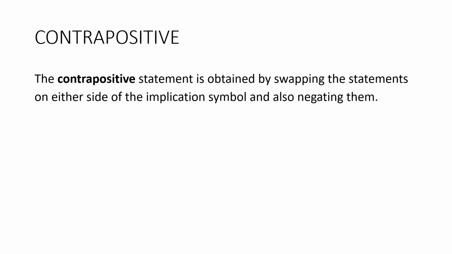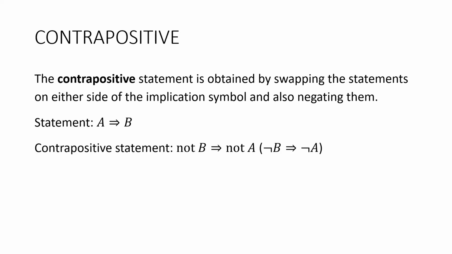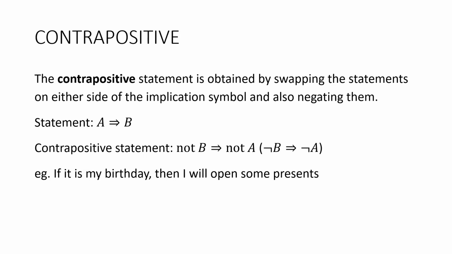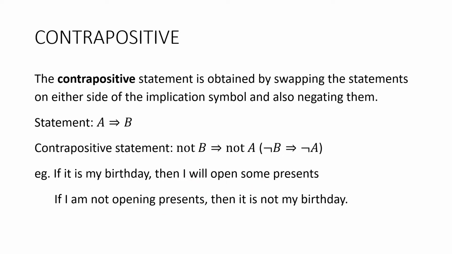So the contrapositive statement is obtained by swapping the statements on either side of the implication symbol, just like we do for the converse, but then we also negate them. So we've got one extra step. So if the statement's A implies B, the contrapositive statement is not B implies not A. So here's an example. If it is my birthday, then I will open some presents. The contrapositive statement is going to be, if I'm not opening some presents, then it is not my birthday.